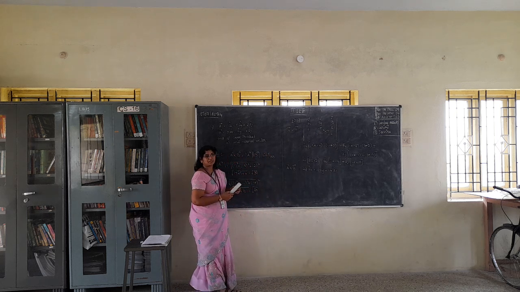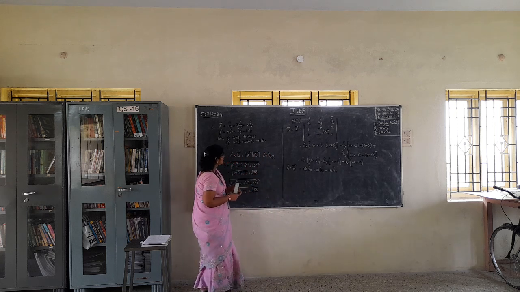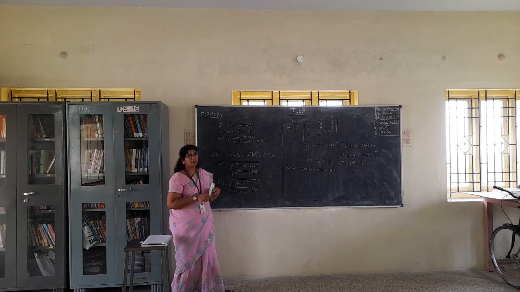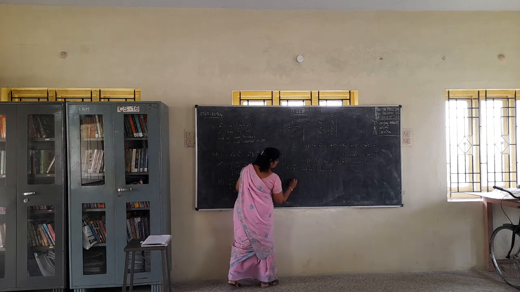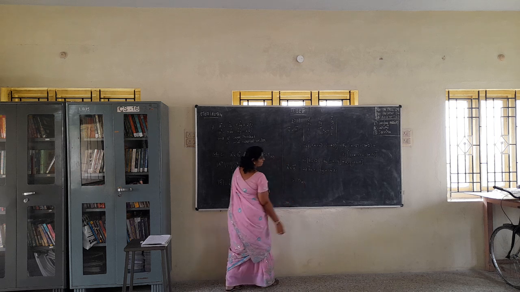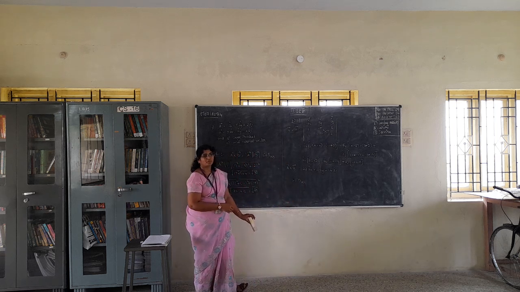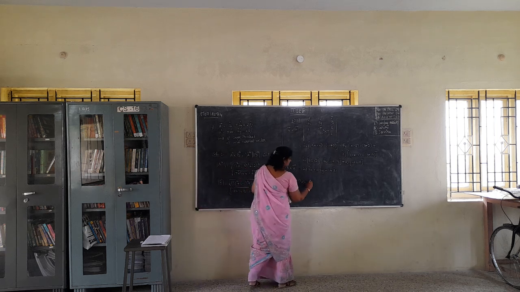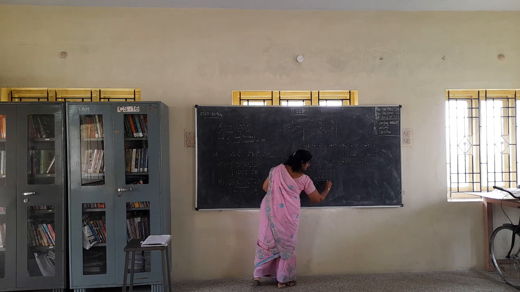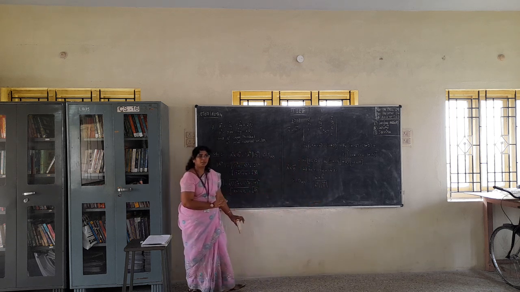Sin theta AB is equal to A vector dot B vector divided by modulus of A vector into modulus of B vector. The sign can be put here.